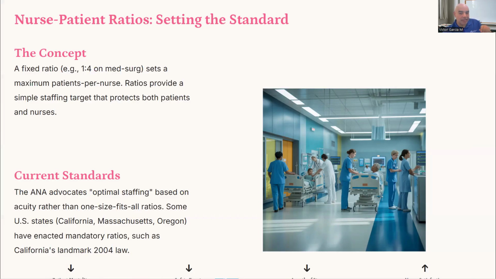Regarding current standards here in the US, the American Nurses Association emphasizes that staffing should be based on acuity and patient needs. Some states like California have mandated minimum ratios, while others rely on staffing committees or public reporting. Standards can vary widely across the US. Actually, that creates challenges for consistency in patient safety practices.